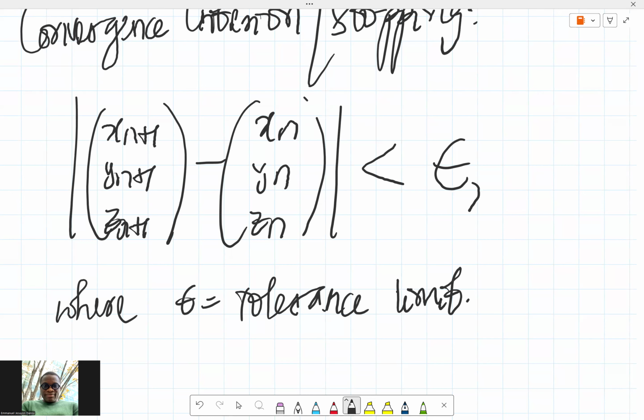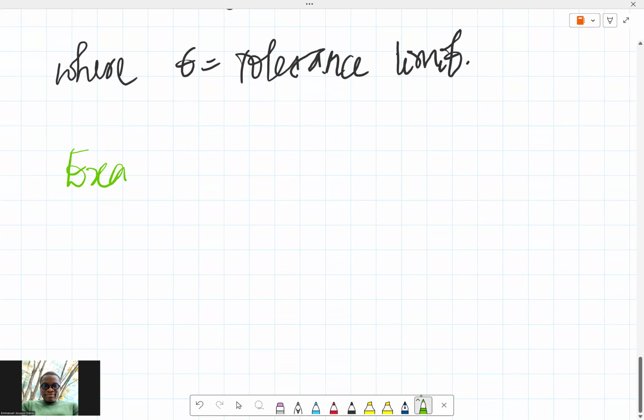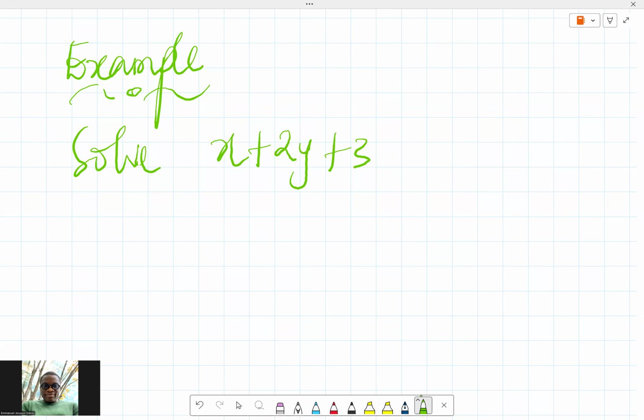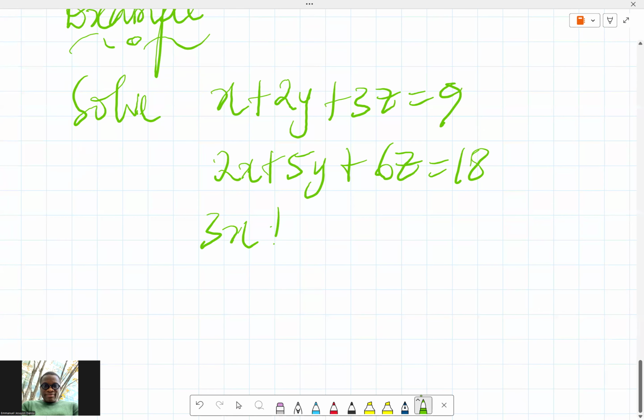So now that we have explained this, can we go straight to the example we've been solving with all the different methods? Same example, because I want to compare the methods at the end of the day. The example again is to solve x plus 2y plus 3z equals 9, then 2x plus 5y plus 6z equals 18, and then 3x plus 6y plus 14z equals 30, using the Gauss-Seidel method.